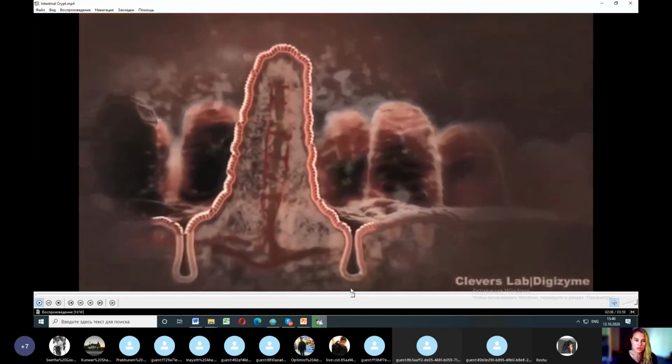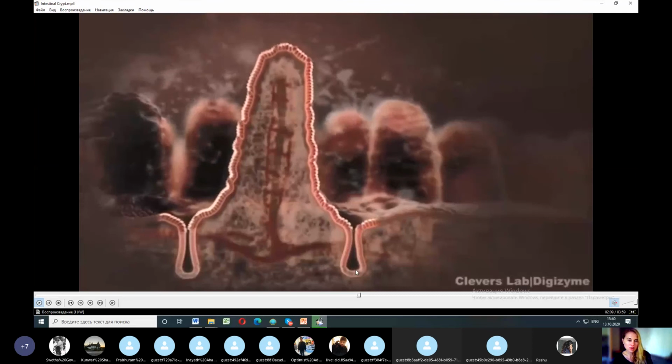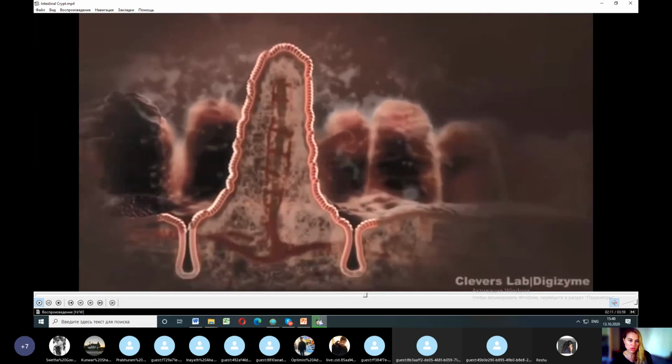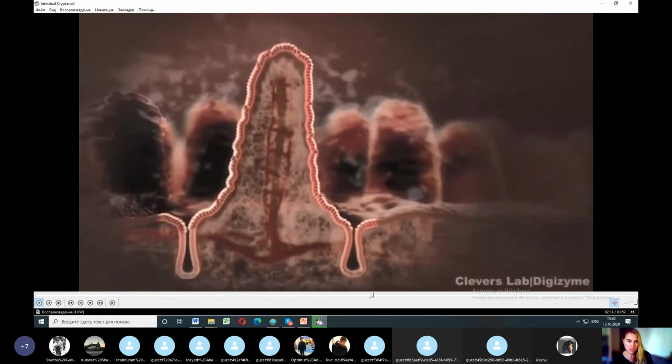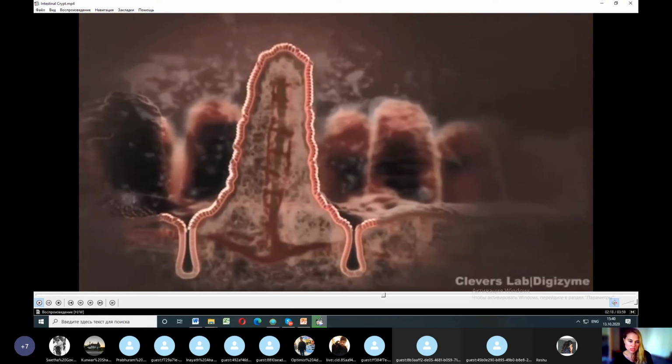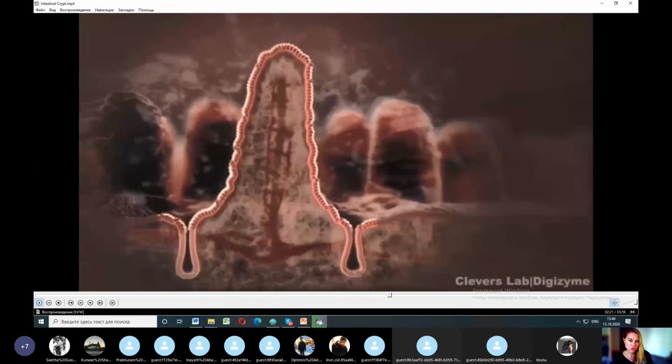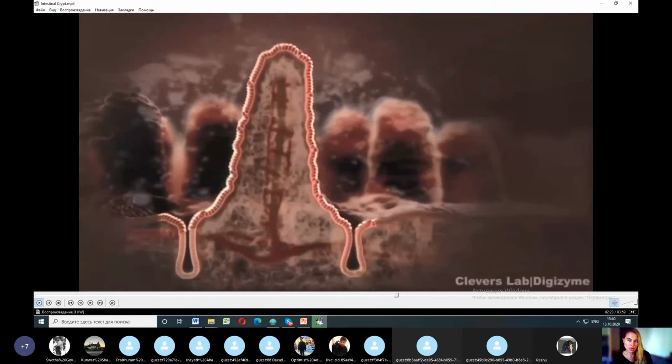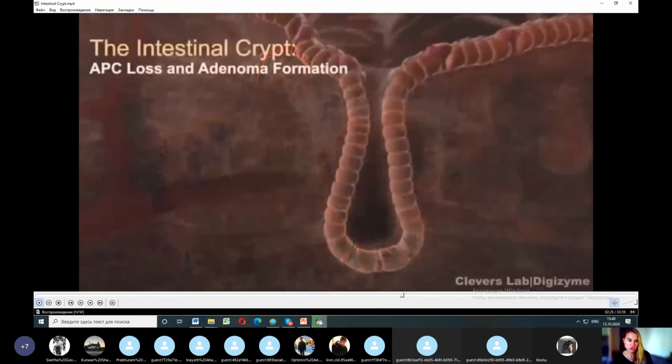So at the same time, rapid mitosis or uncontrolled mitosis, which is not regulated by our immune system, may lead to formation of the adenomas or cancer transformation of the secretory cells of the small and large intestine. So now we will see the pathological mitosis, which may lead to the formation of adenoma.